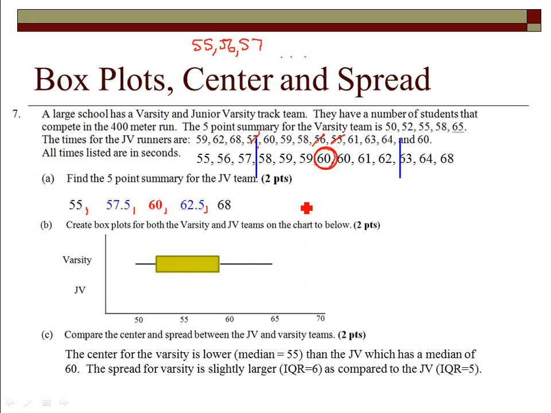Then I also want to include my median. My median in this case was 55, and I just draw that as a vertical line. Now I can see everything. I've got a visual representation of that 5-point summary.